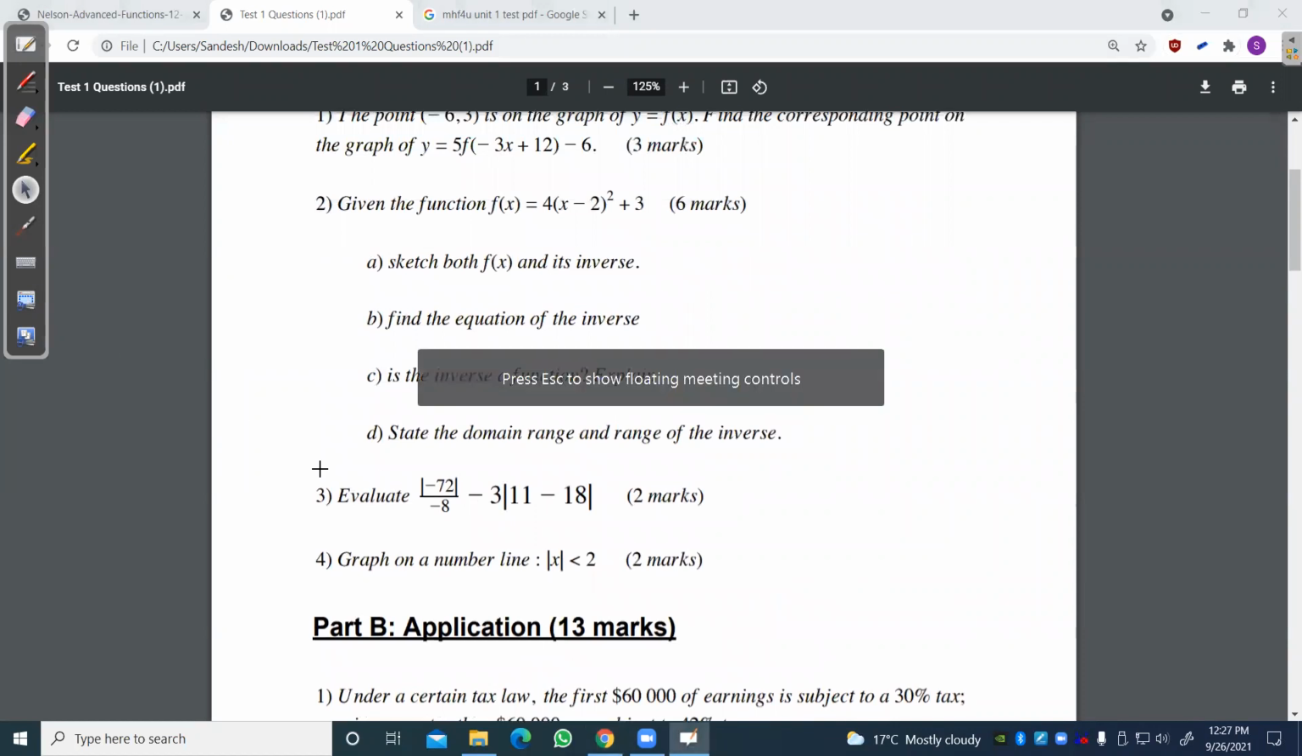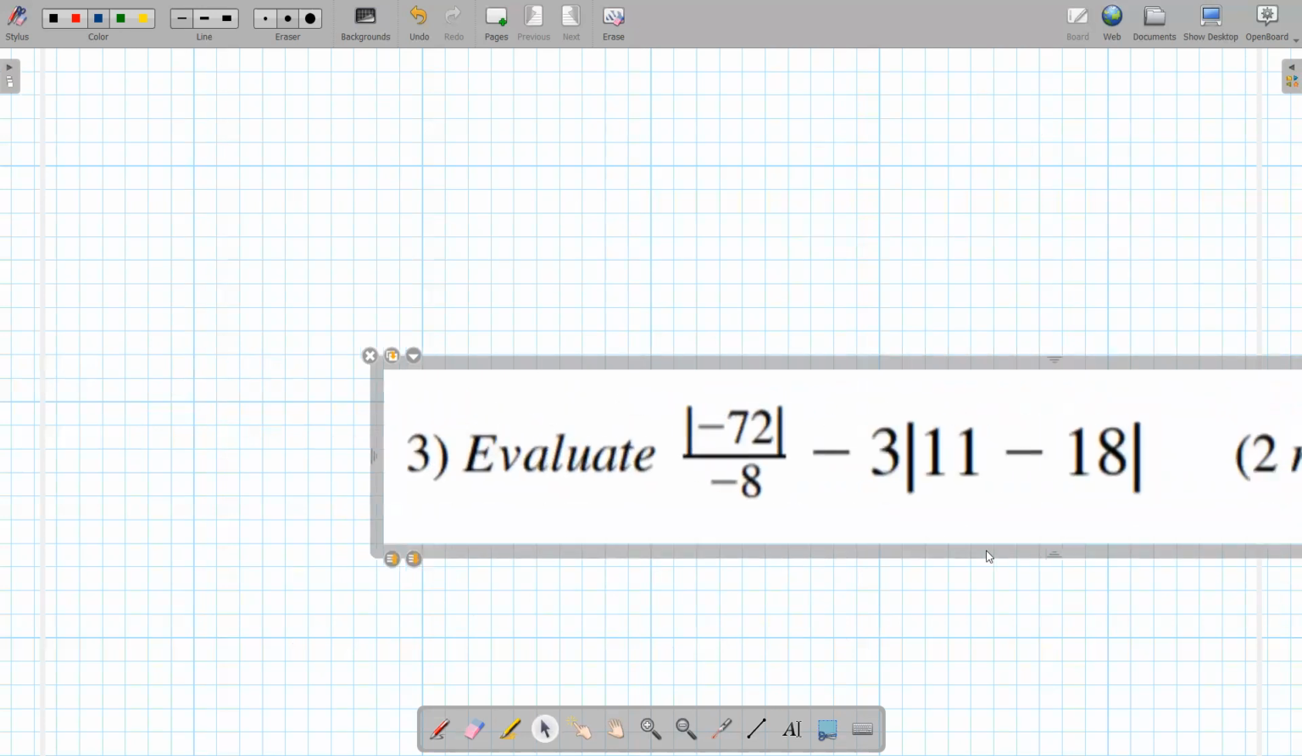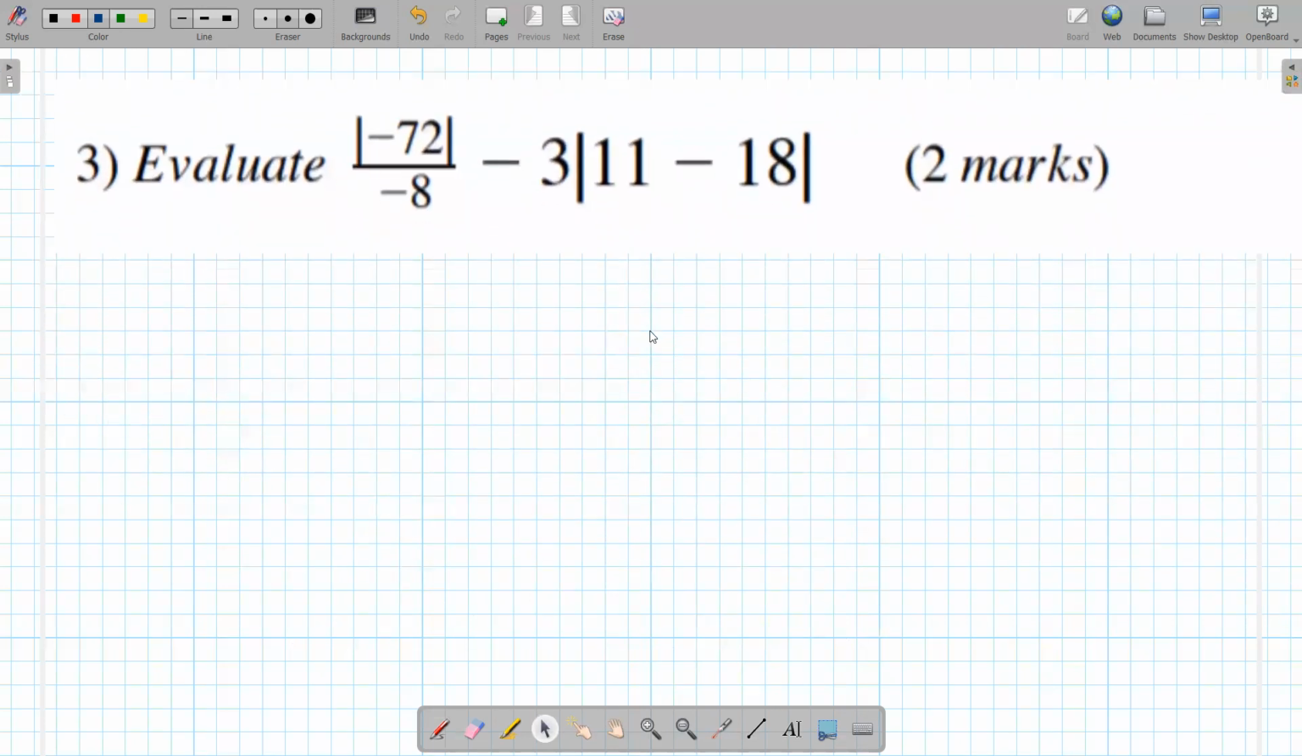All right, so this one's very simple. It just says evaluate. And you see those lines? That's the absolute value. So what's the absolute value of negative 72? 72. Yep, so you have 72 over minus 8 minus 3 times 11 minus 8 is minus 7. What's the absolute value of minus 7? Positive 7. There you go.